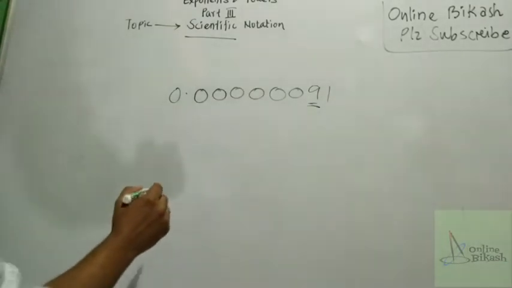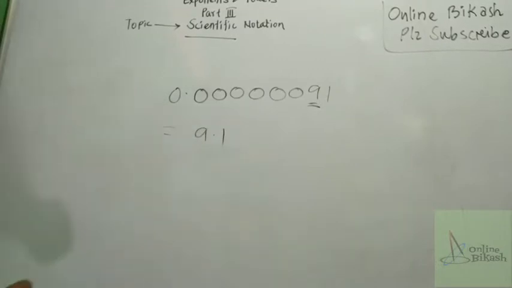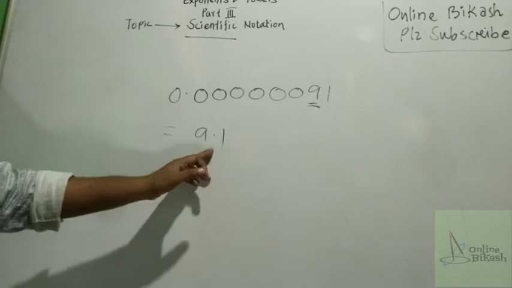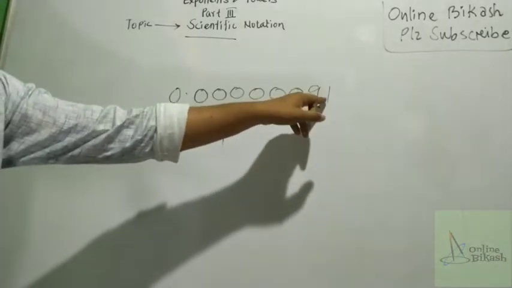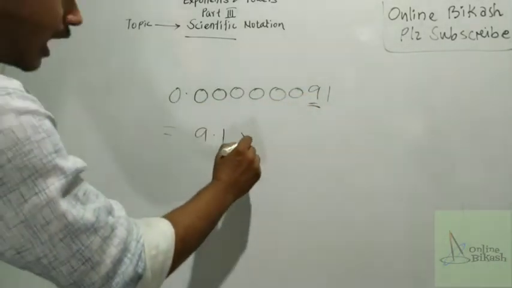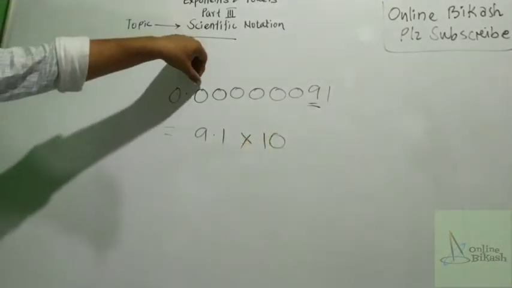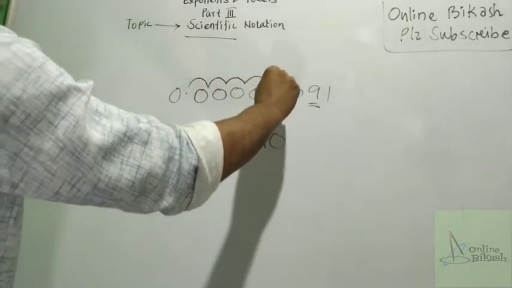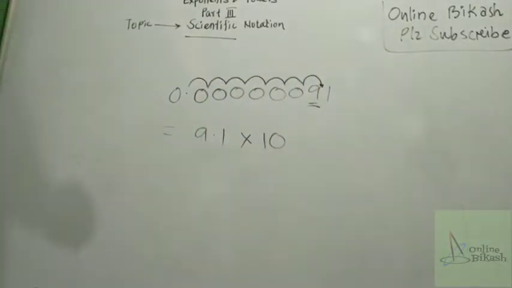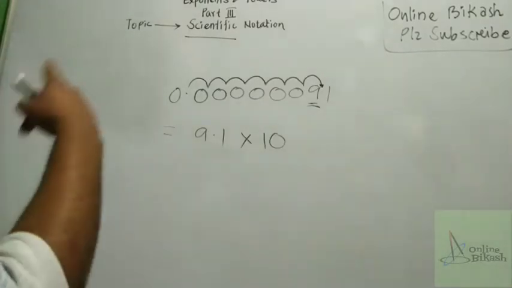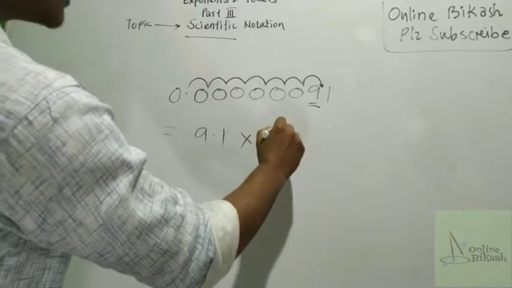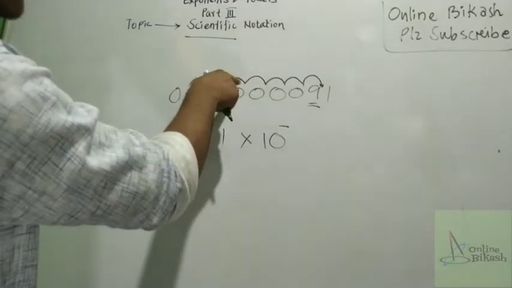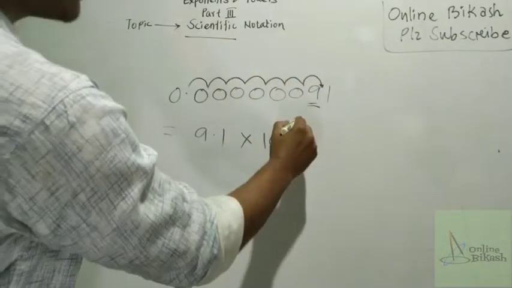Okay, so if you do so, that will be equal to 9.1. No need to write all the zeros here because it will be meaningless. So 9.1, we have moved the point to this place. Now how many places have we moved? If you count, 1 place, 2 place, 3 place, 4, 5, 6 and 7. Since we have moved this time to the right hand side, we have to write a negative sign here. Okay, so how many places? 1, 2, 3, 4, 5, 6, 7. 10 to the power minus 7.